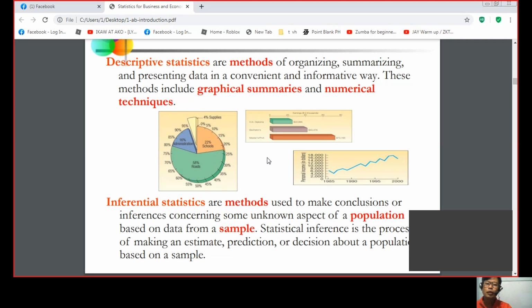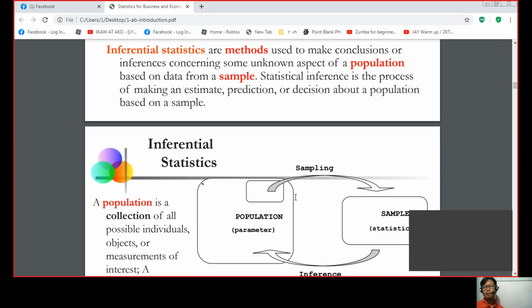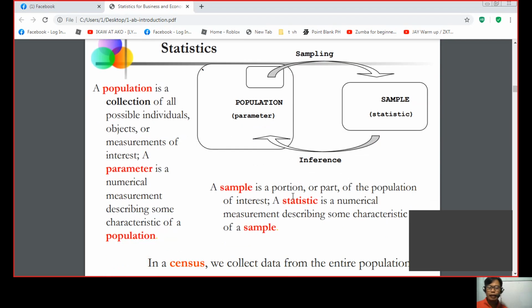Okay, so with this, you can predict or you can estimate and make a decision regarding a certain population due to the sample you have collected, or the data from the sample you have collected. Okay. So here's the diagram.